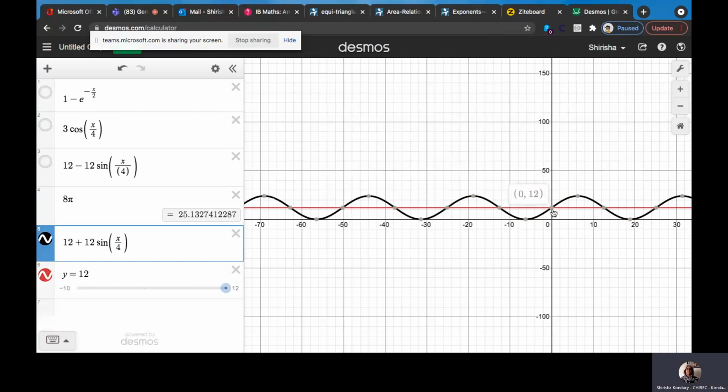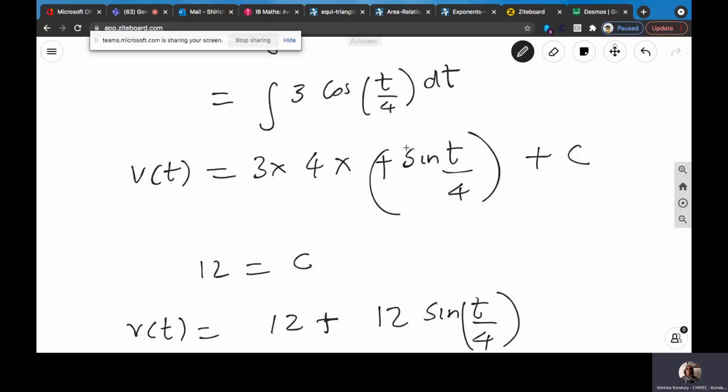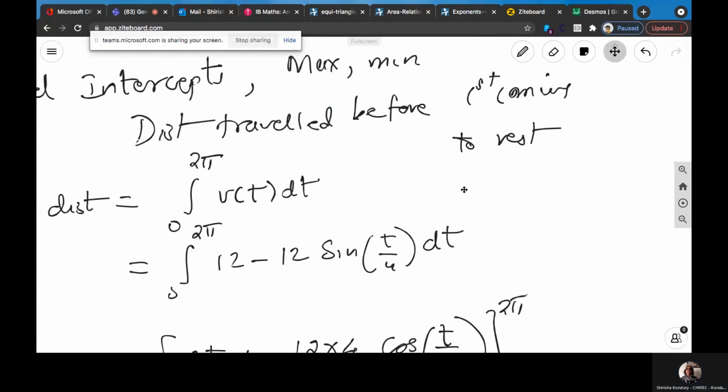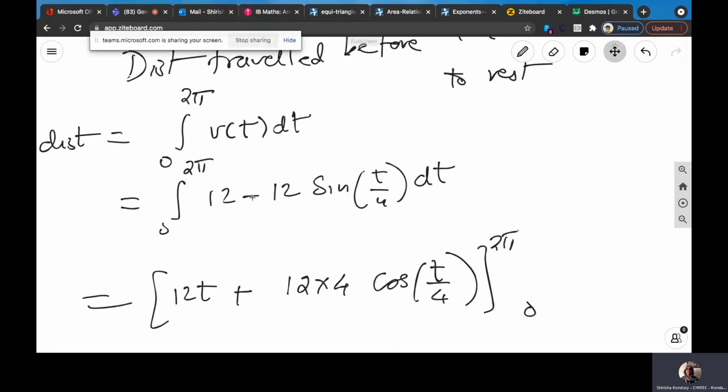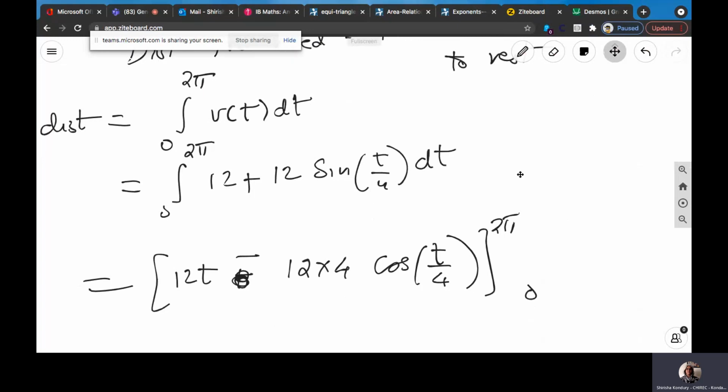There is a plus. So my maxima is at 2 pi and my x-intercept is at 6 pi. It has reversed. I made a mistake in the velocity integration. Integral of cos is sine. Integral of sine is minus cos. So I go back and change the sign here, which means the sign changes here as well.